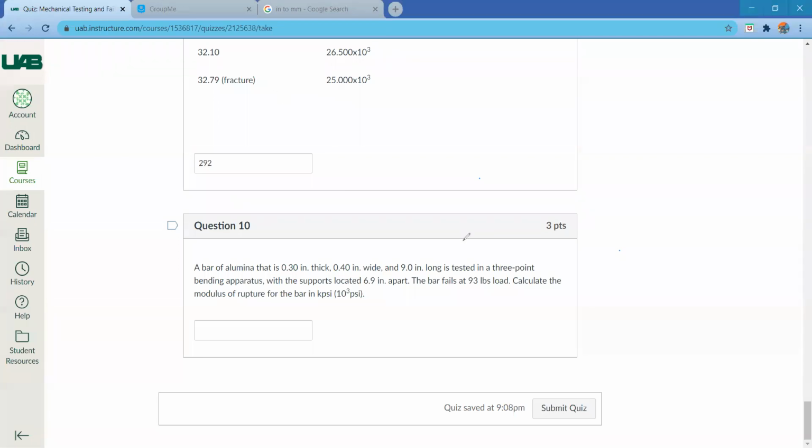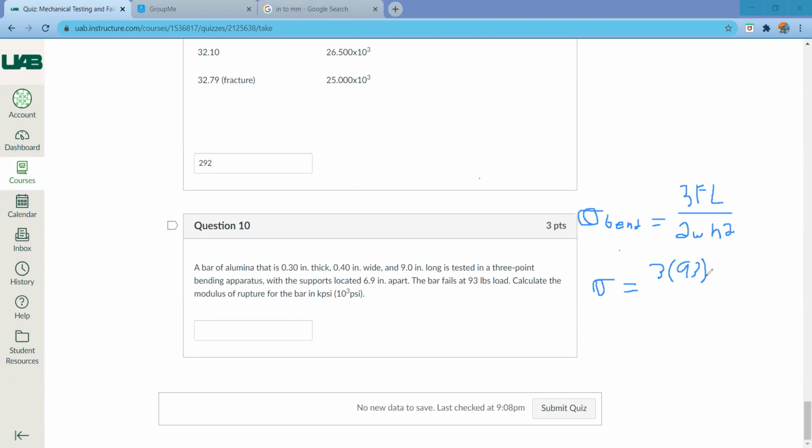so here we're asked to find the modulus of rupture. The formula for this is going to be bend is equal to 3 force times L, L being the distance the supports are located apart, divided by 2 times width times height squared. And the height is usually given as thickness. So this one is going to equal 3 times 93 times 6.9 divided by 2 times 0.4 times 0.3 squared.